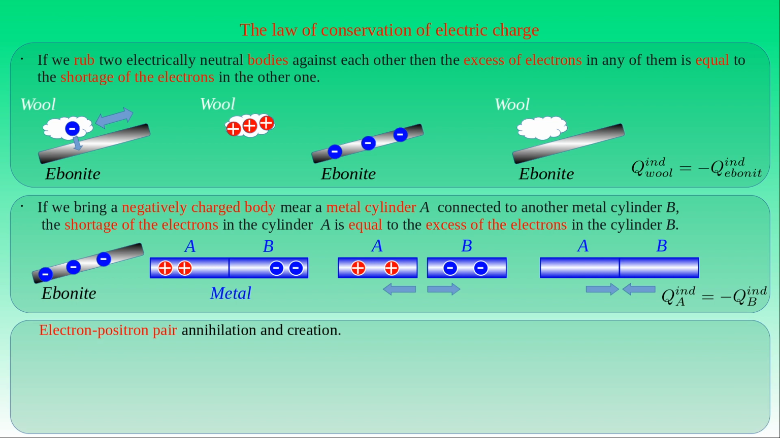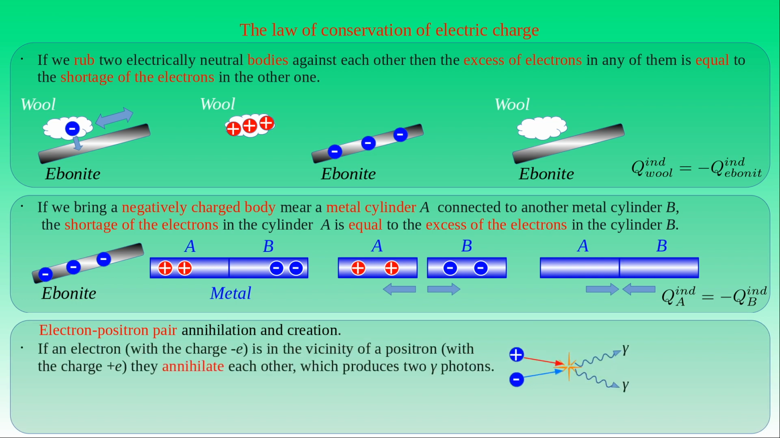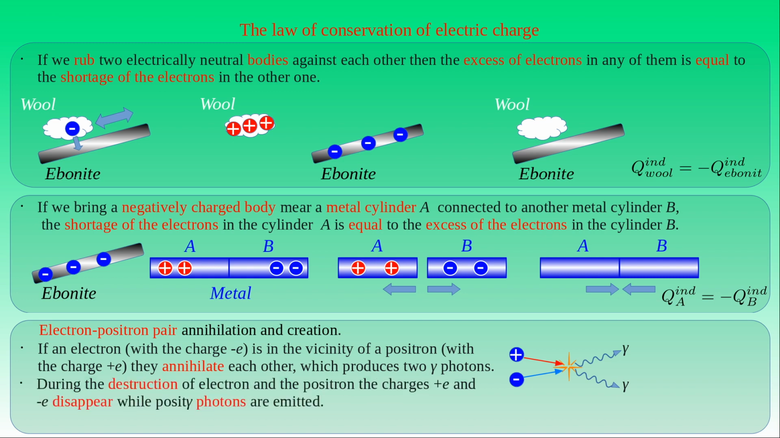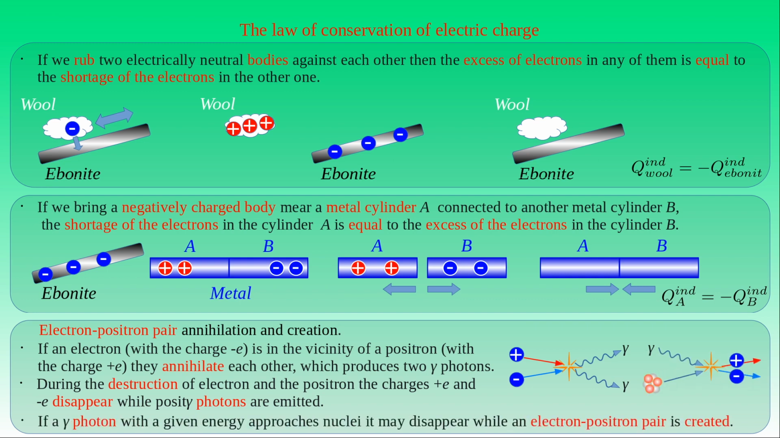When an electron with a charge -e and a positron with a charge +e collide at low energy, the process results in the annihilation of both the particles and in the creation of two gamma photons. During the destruction of the electron and the positron, the charges -e and +e disappear, and electrically neutral gamma photons are emitted. On the other hand, a gamma photon near a nucleus can also disappear while an electron-positron pair is produced. Both examples demonstrate the conservation of charge in the annihilation and creation of charged particles.